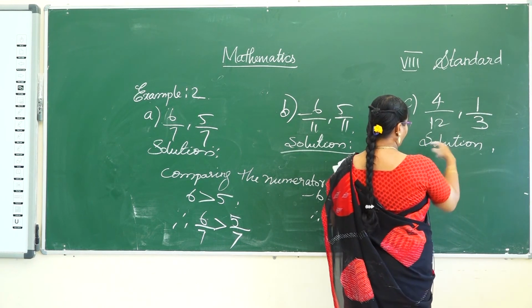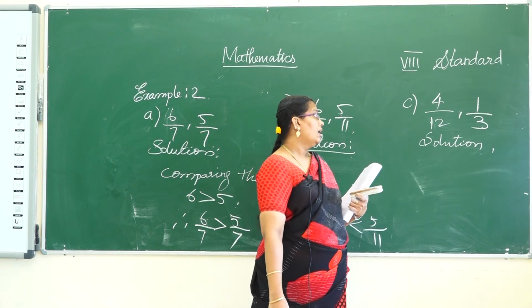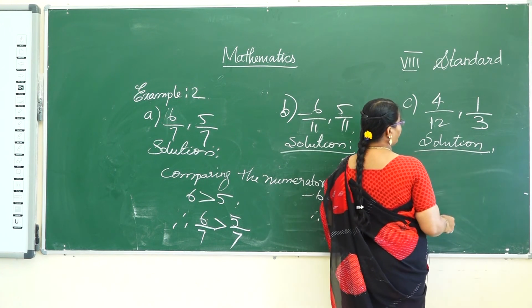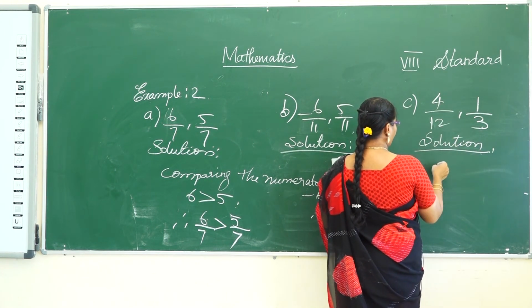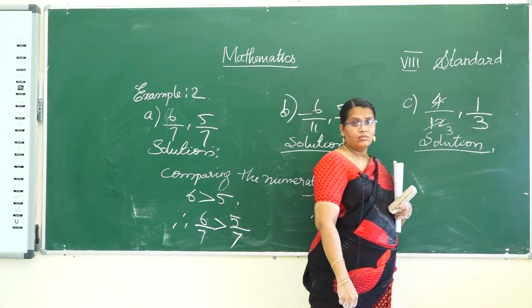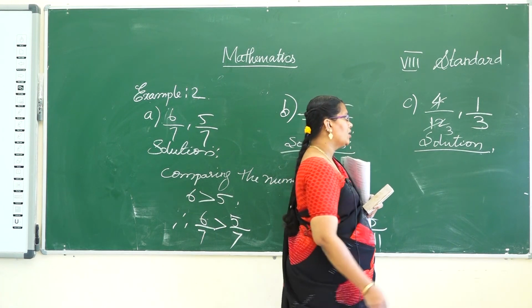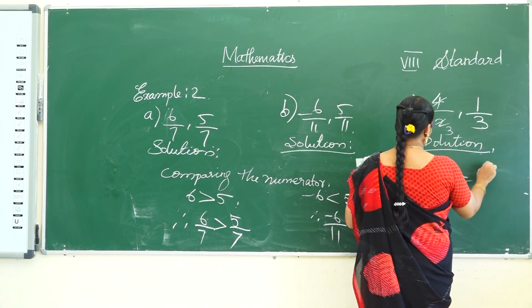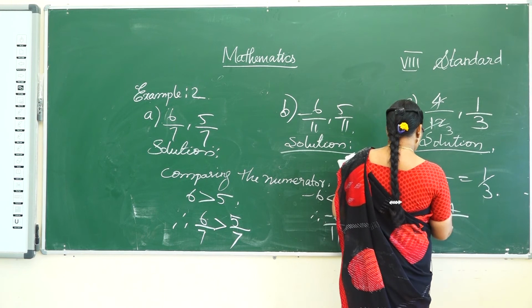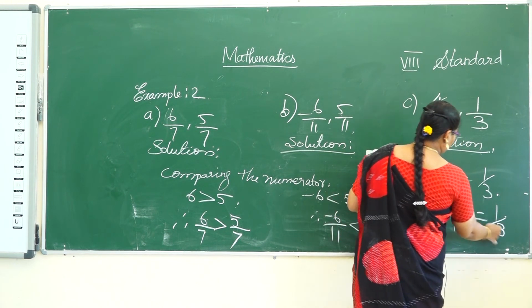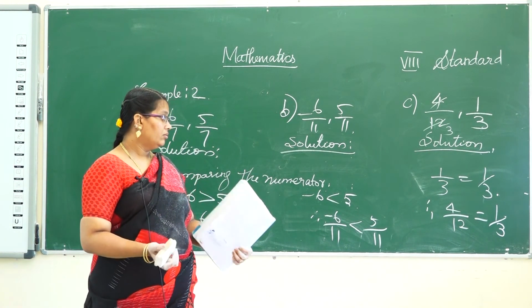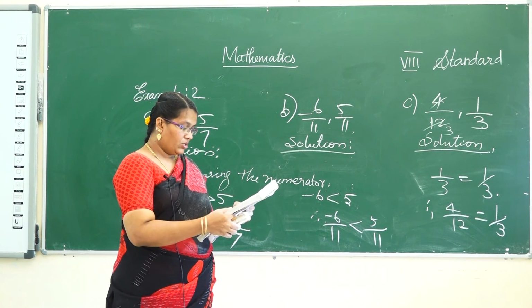Here two different fractions, unlike fractions, are given. So in this place you want to take the LCM of 12 and 3. Before that, 4 by 12 will be cancelled in the 4th table, is it? 4 ones are 4, 4 threes are 12. So both numbers are the same. Therefore, 4 by 12 is equal to 1 by 3. Okay.